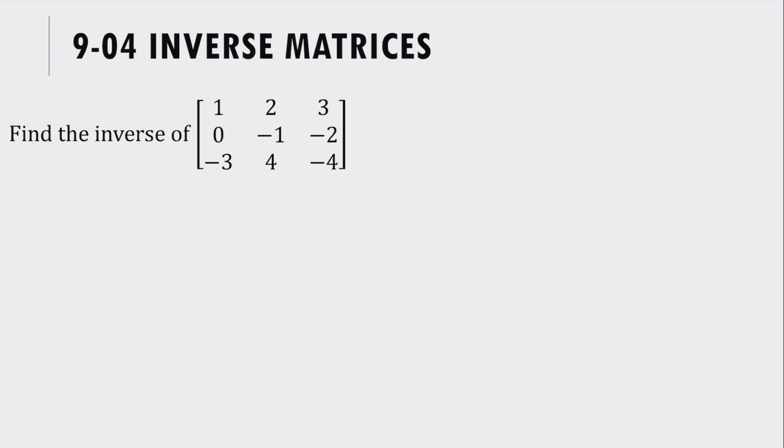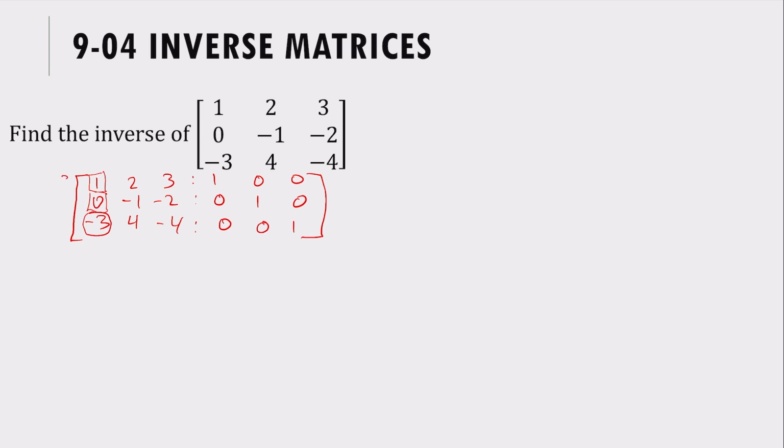So let's find the inverse of this matrix. And we start by augmenting it with the identity matrix. So that goes 1, 0, 0, 0, 1, 0, 0, 0, 1. All right. We already have a 1 in the top left. We want to put this in reduced row echelon form. We already have a 0 there. So we need to turn this negative 3 into a 0.